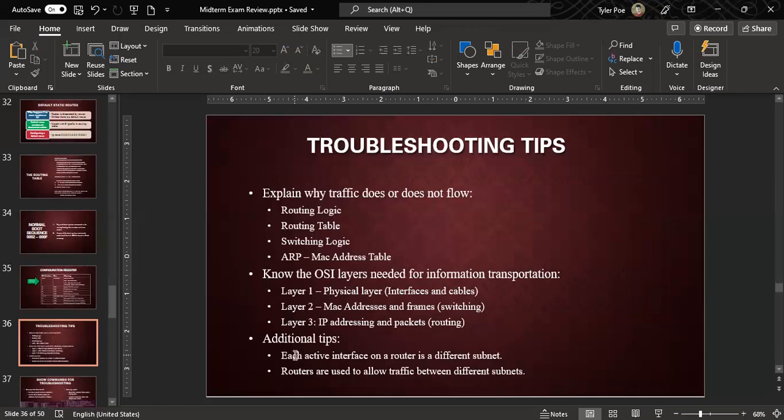Some additional tips: each active interface on a router is a different subnet, and routers are used to allow traffic between different subnets. That's the purpose of routers.